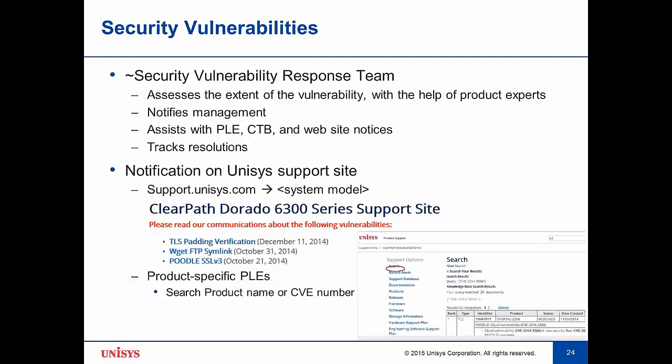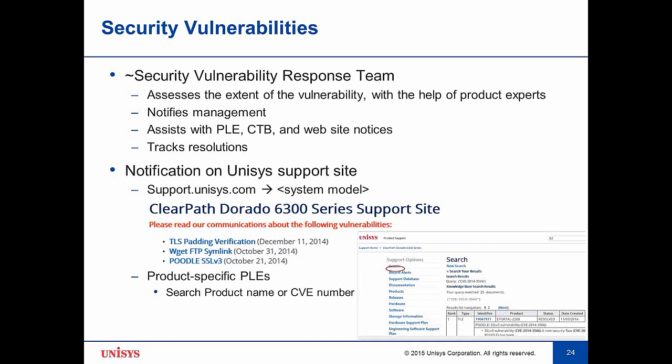Well, now, Poodle wasn't the first highly publicized vulnerability this past year. There were others, and in response, engineering established a security vulnerability response team. Its goal is to assess the extent of the vulnerability immediately with the help of product experts, so we can tell you if products that you may have running on your 2200 or in conjunction with it are subject to these highly publicized vulnerabilities. The team also notifies management and helps make sure that our PLEs, CTBs, and website notices are clearly worded. And finally, the team tracks the resolution of these.